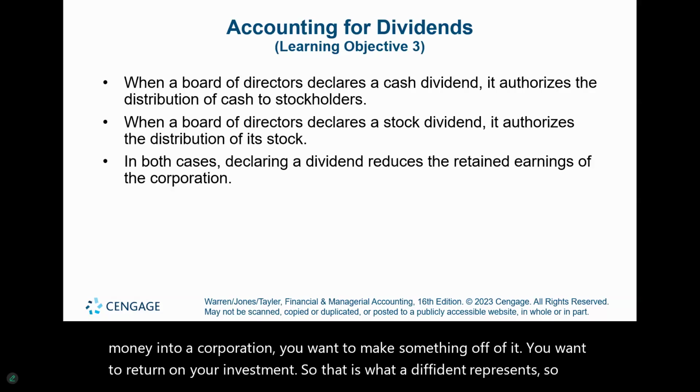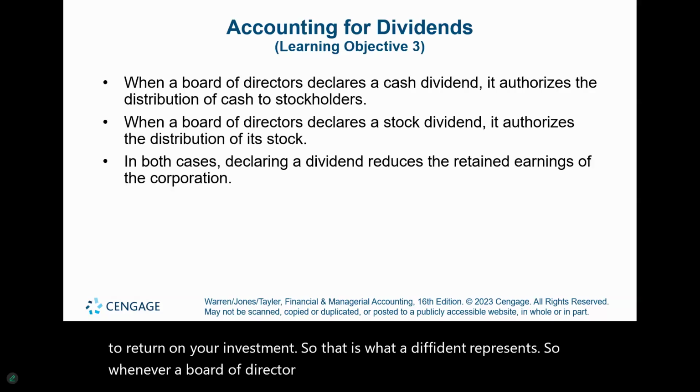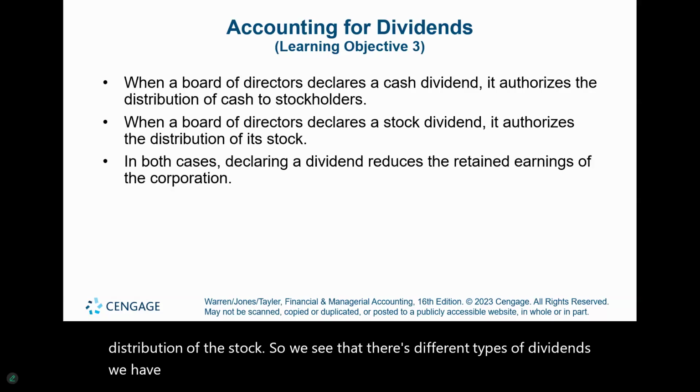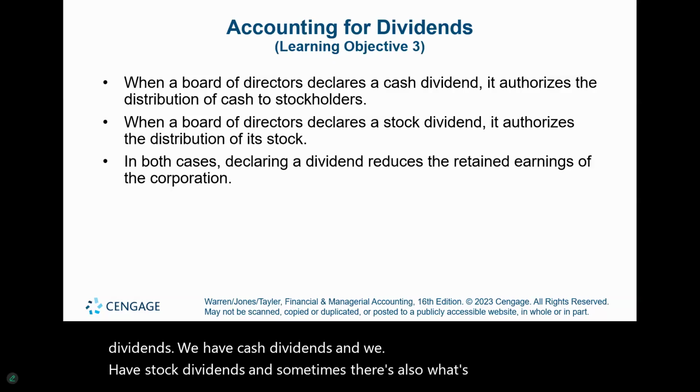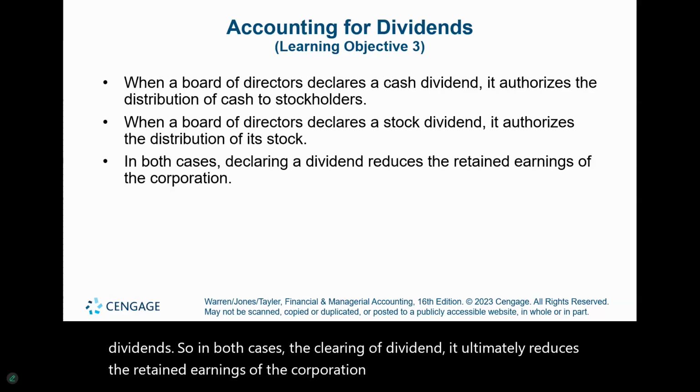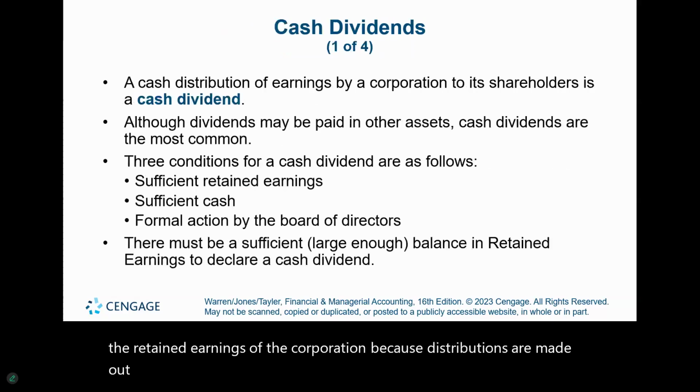Whenever a board of directors declares a stock dividend, it authorizes distribution of the stock. So we see that there are different types of dividends. We have cash dividends and stock dividends, and sometimes there are also what's called property dividends. In all cases, declaring a dividend ultimately reduces the retained earnings of the corporation because distributions are made out of the retained earnings.